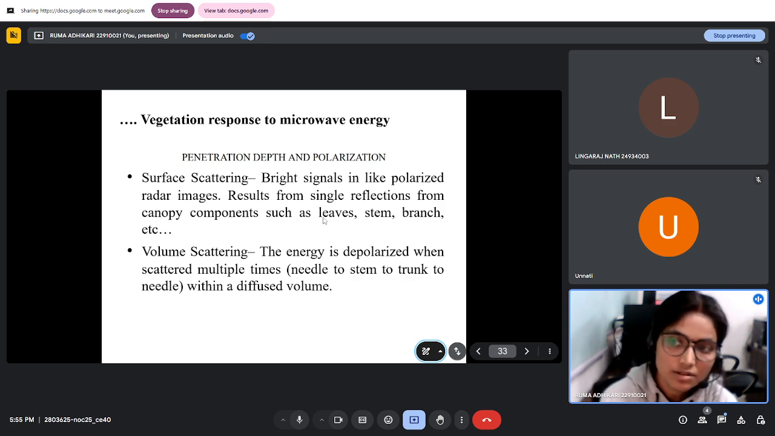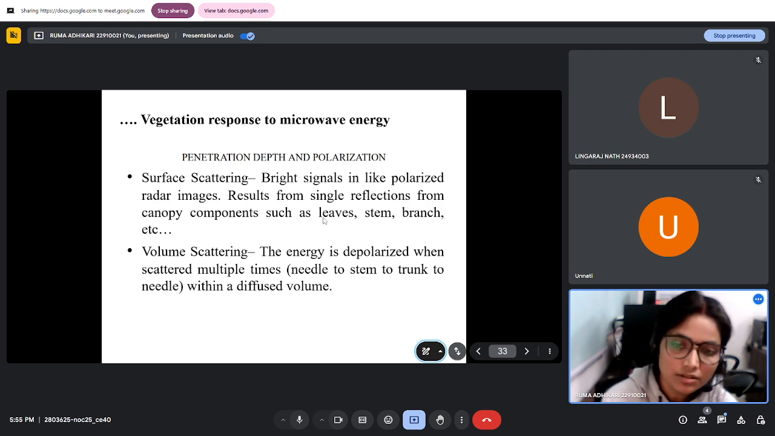Now comes the different scattering. Till now, I have mentioned the term scattering: surface scattering, volume scattering. Surface scattering we call the bright signals in a like-polarized radar image. Like-polarized means HH, VV. It results from single reflections from canopy components such as leaves, stem, branch, etc., which do not change the orientation of our transmitted signal, because these are oriented horizontally, like the terrain surface.